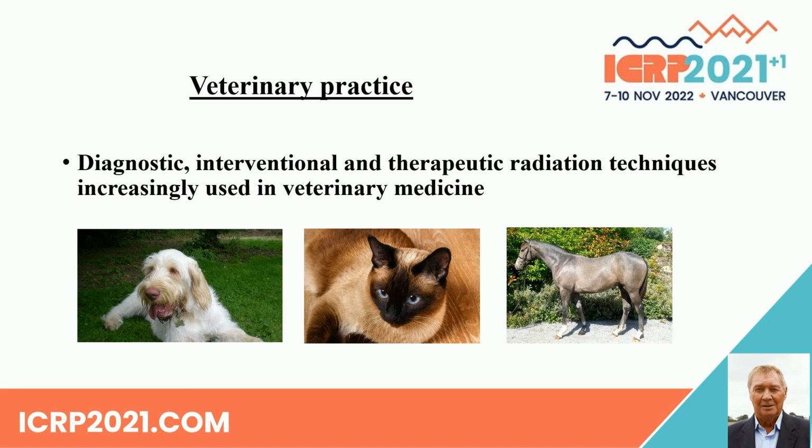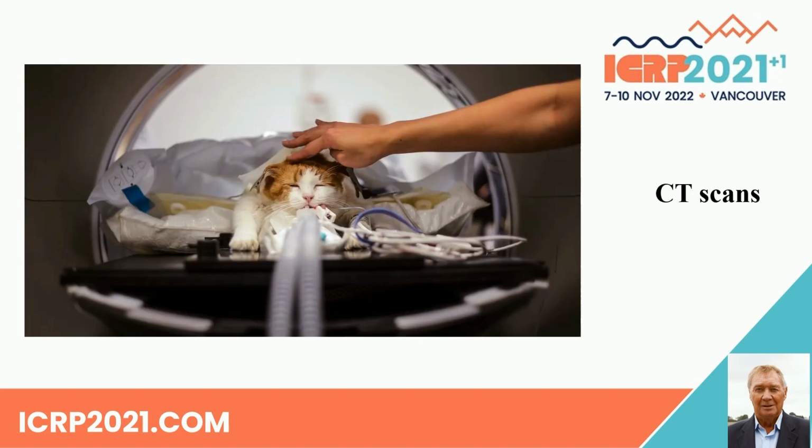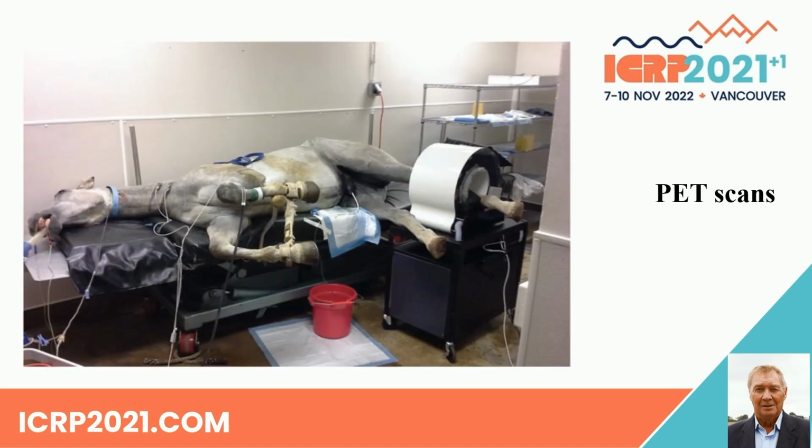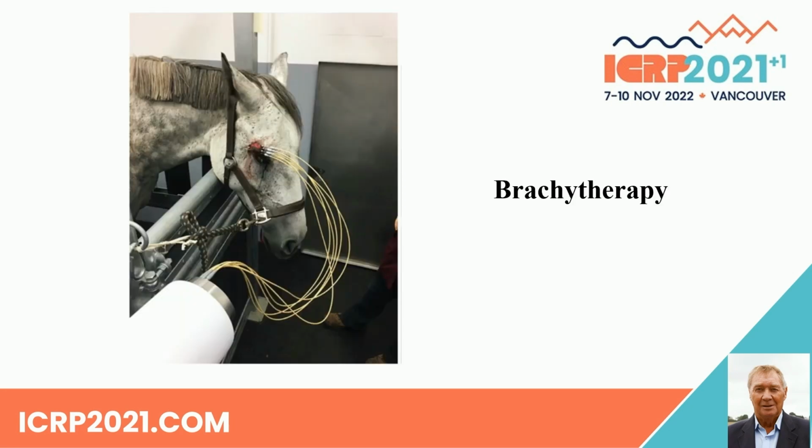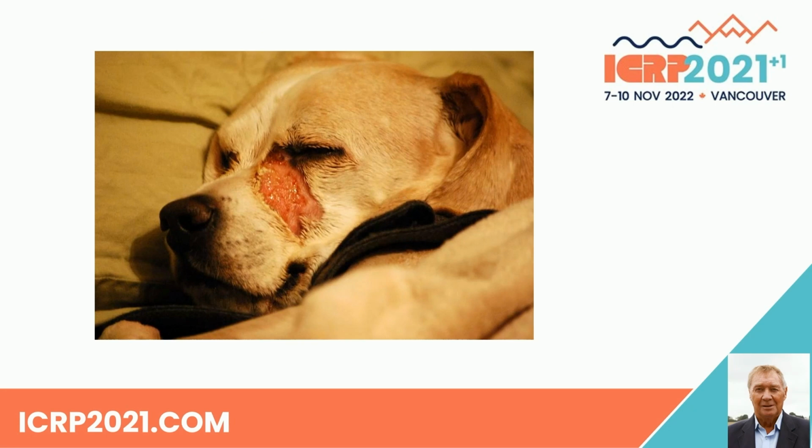Thus, just to remind you, all of the techniques applied to humans are now applied to animals, particularly in North America. And this is likely to increase greatly worldwide over the next decade. Use is made of, in many cases, I guess, second-hand CT scanners. There are PET scans, and animals are treated with Linacs and even brachytherapy. There is little in the way of guidance in relation to dose in these treatments. The results are not always pretty.